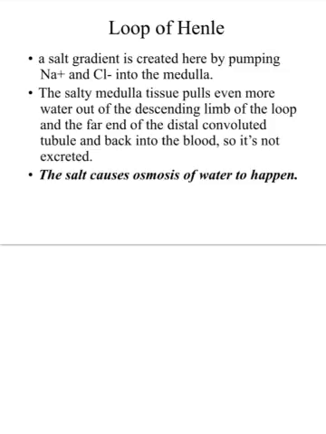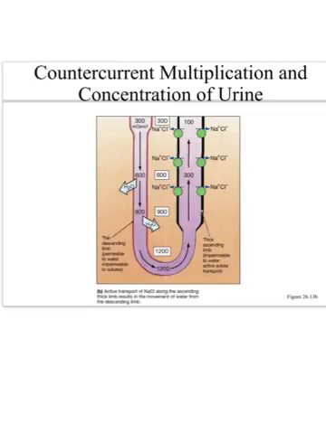So we're going to move water out of the descending limb of the loop of Henle and the far end of the distal convoluted tubule, and once it's into the medulla, that'll get it back into the blood so it's not secreted. So this is the loop of Henle. This is the descending limb here and the ascending limb over here.